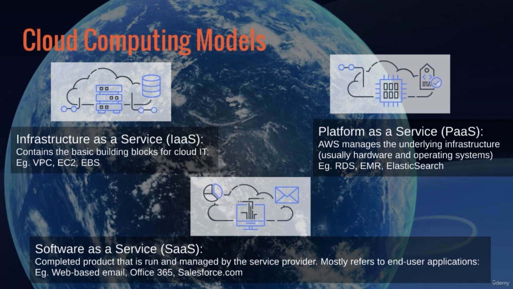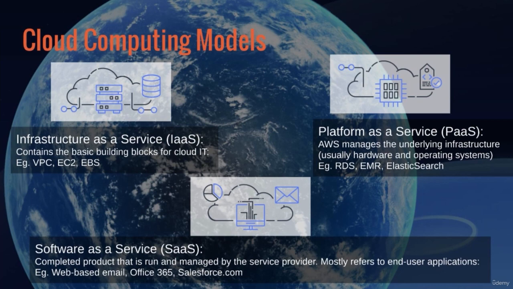Looking at cloud computing models, the first one here is infrastructure as a service. Infrastructure as a service contains the basic building blocks for cloud IT. What that means is that this is nuts and bolts stuff. So if we want to launch a Linux server and we want to manage that Linux server ourselves, that is how we would do that as infrastructure as a service. And we could do that using the Elastic Compute Cloud or EC2 service.